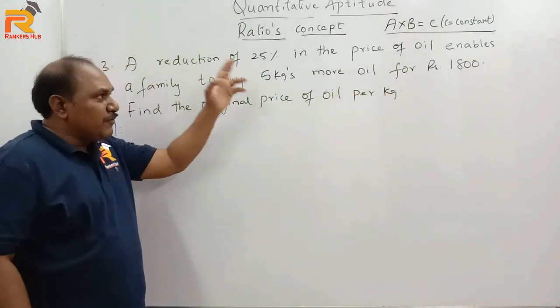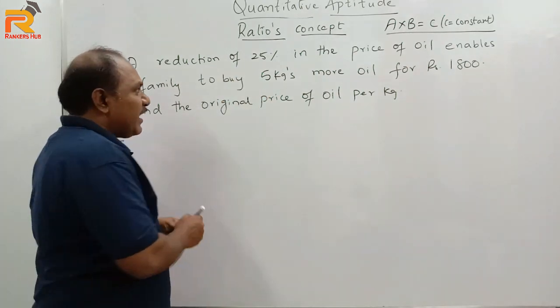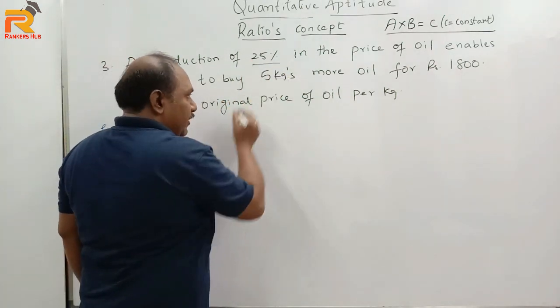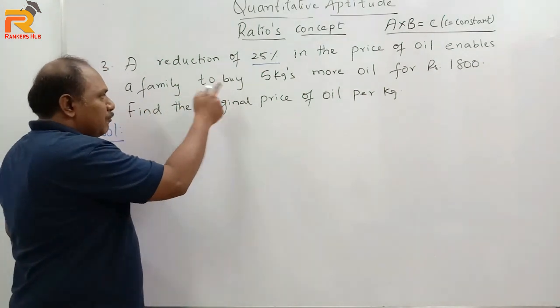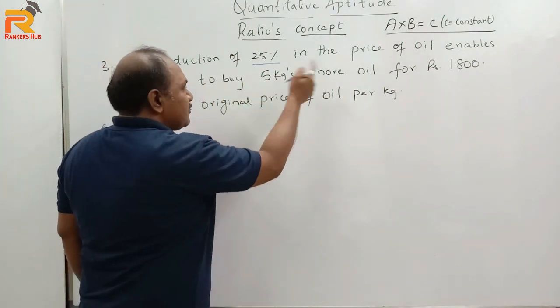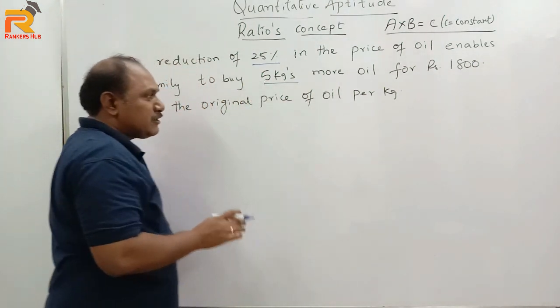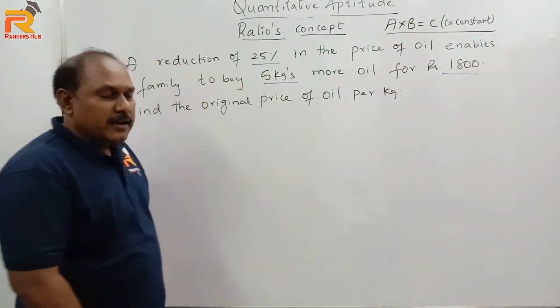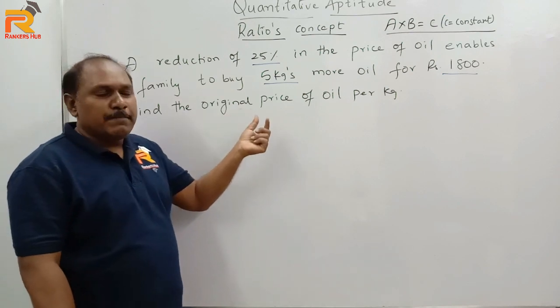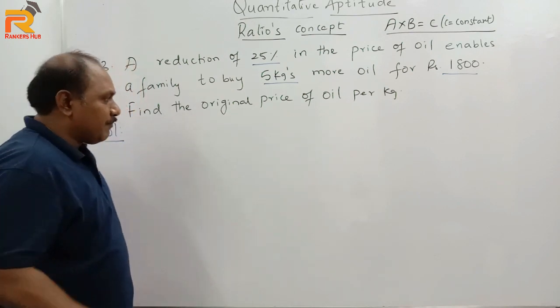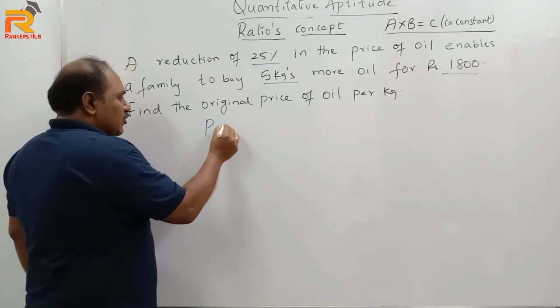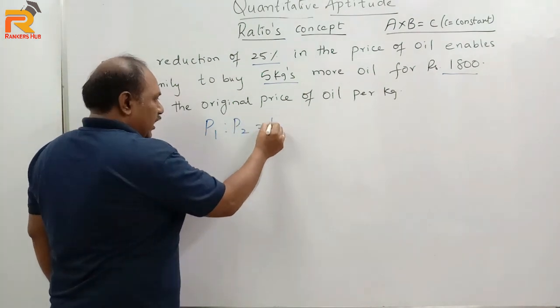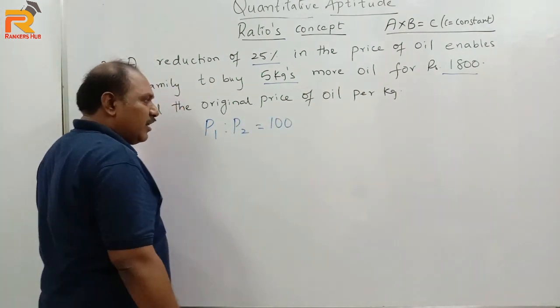Now a reduction of 25% in price. So price is reduced by 25%, enables a family to buy 5 kilograms more. So consumption increased by 5 kilograms and the expenditure is 1800. So we are asked to find the original price of oil per kilogram. So let's start. Assume the initial price of oil is 100.